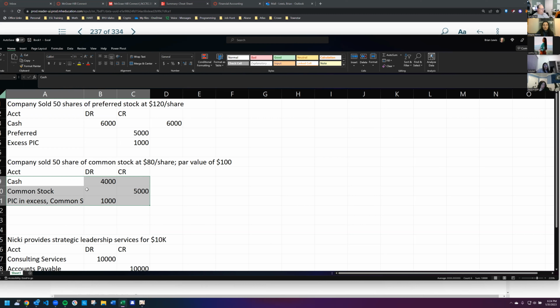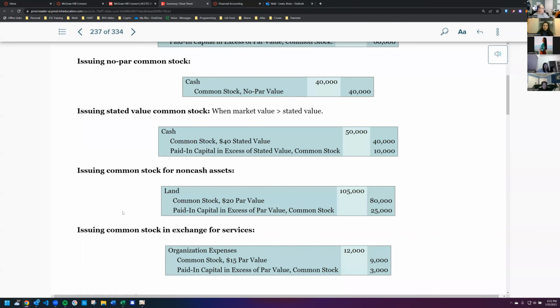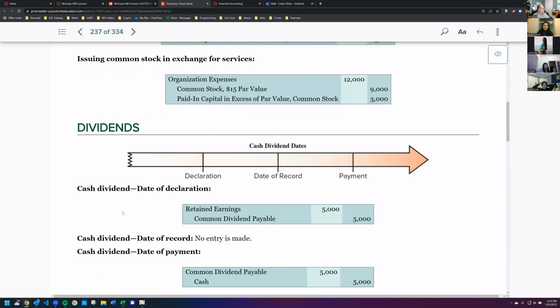Okay, so you don't use a different account. You use the same paid in excess, you just debit it. Yep. Okay. All right. Any other questions on stock?